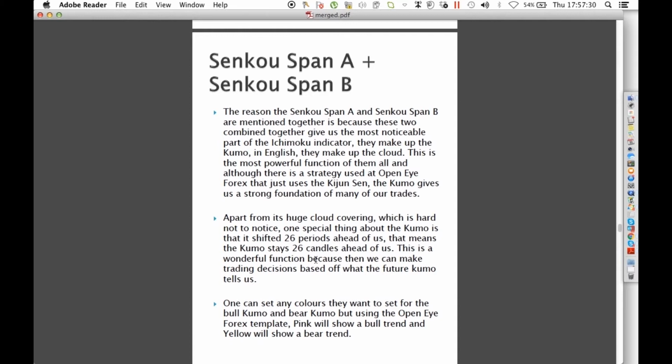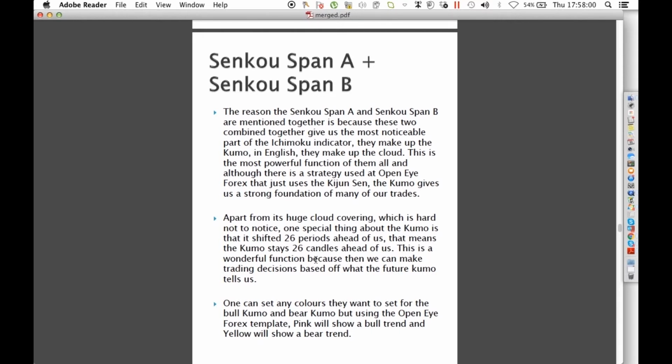Senkou Span A and B. The reason Senkou Span A and Senkou Span B are mentioned together is because these two combined give us the most noticeable part of the Ichimoku indicator. They make up the Kumo. And saying it in English, they make up the cloud. The Kumo in English means the cloud. This is the most powerful function of them all.